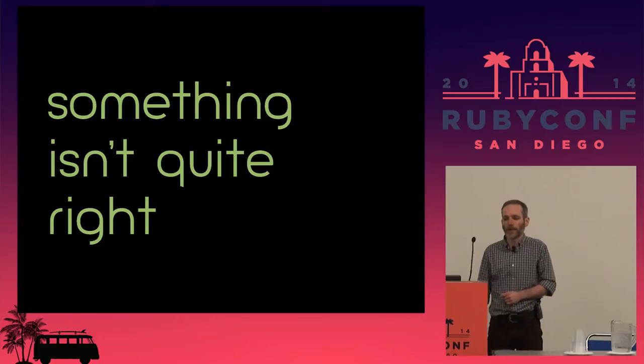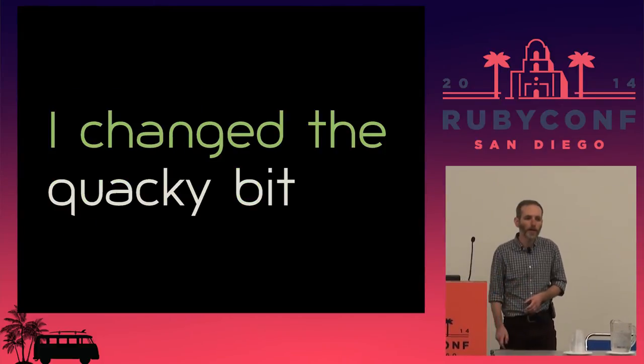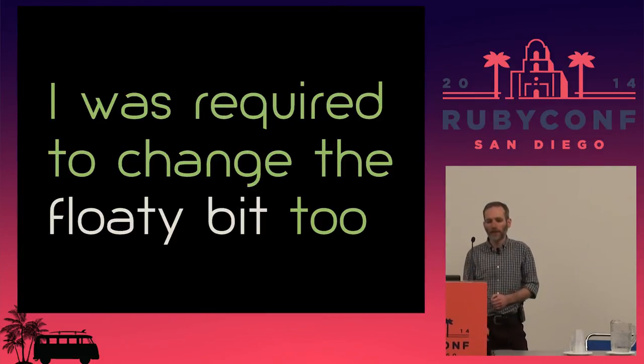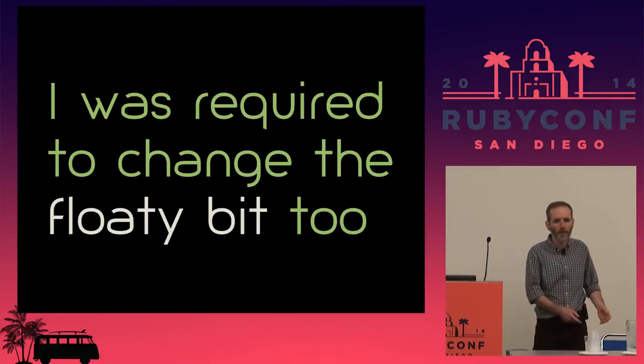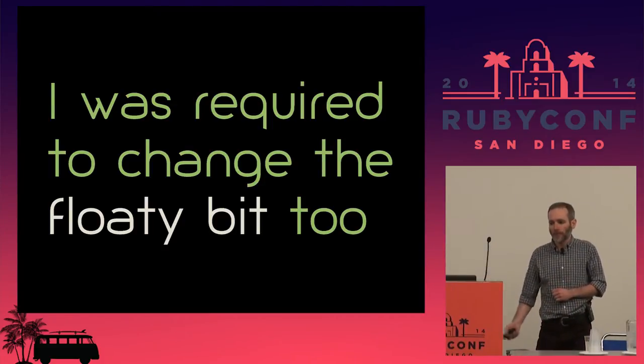And what happened was, I went back to my source and I changed the quacky bit to be more accurate. And I thought this would make everything better. But this forced me to also change the floaty bit. And that's kind of weird. I wasn't trying to change the floaty bit. This was forced upon me. This is just really bad coupling creeping in. So I'm not going to get too excited about that, but I want to bear it in mind as we go on.